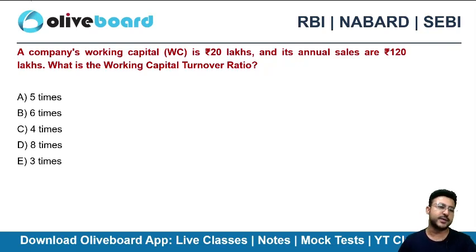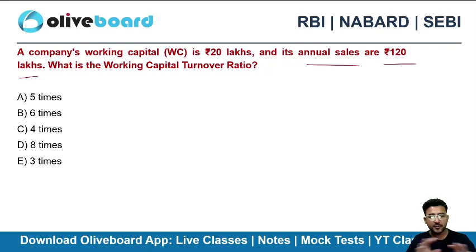Let's solve this question. A company's working capital is 20 lakhs. The annual sales is 120 lakhs. So my sales is 120 lakhs and my working capital is 20 lakhs. What will be my working capital turnover ratio? One of the most simple questions from ratio analysis. Can anyone tell me what should be the correct answer here, guys?